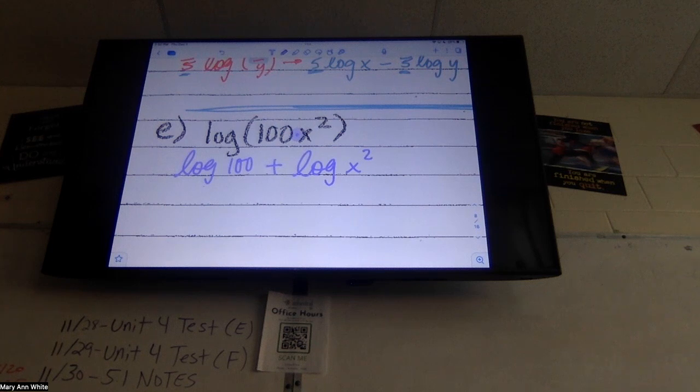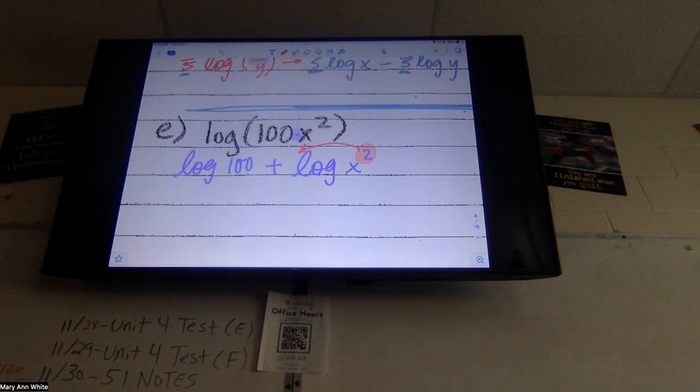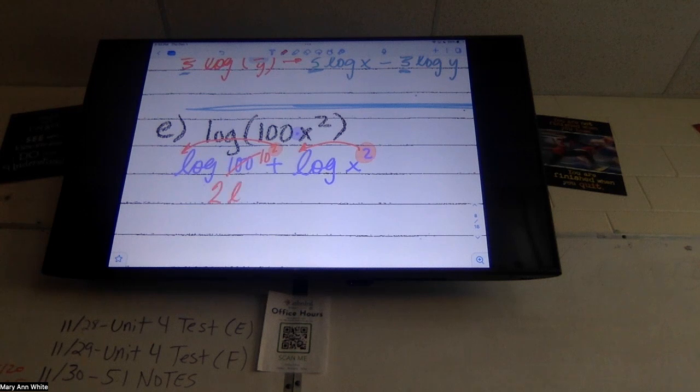I'm going to go a step further though. If I have exponents, I want to bring it out front. I physically see an exponent on the x. However, can you write 100 as a number with an exponent? Can you write 100 as a number to an exponent? What'd you say, Ryan? 10 squared. So this is the same thing as 10 squared. So I'm going to bring that 2 out front as well. 2 log 10 plus 2 log of x.